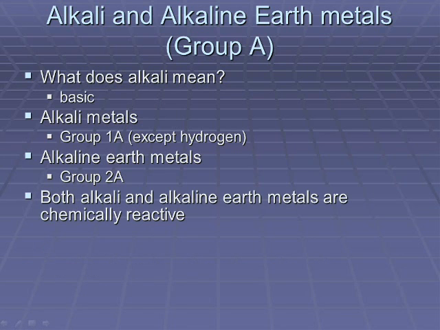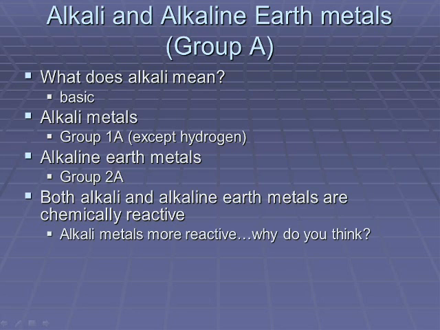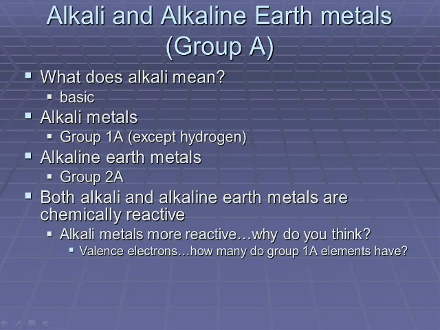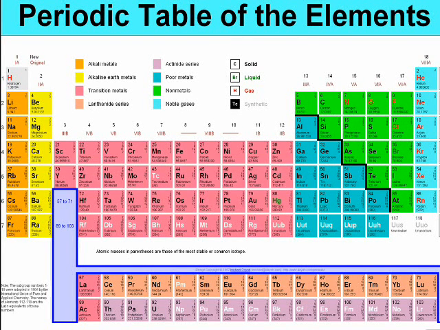Now, both alkali and alkaline earth metals are chemically reactive. They react. They are very reactive. Alkali metals are more reactive. Why do you think? Valence electrons, those are the outer electrons. So here we have the periodic table of elements. Alkali metals, right here. Alkaline earth, right here. So 1A except hydrogen is not an alkali metal. It's not a metal. And then we have alkaline earth.